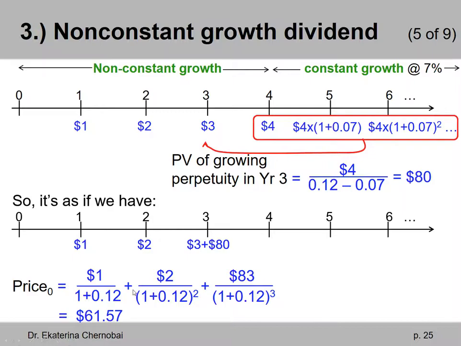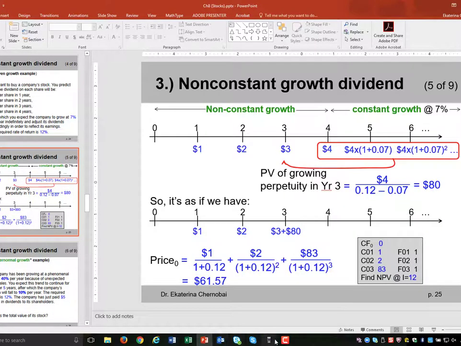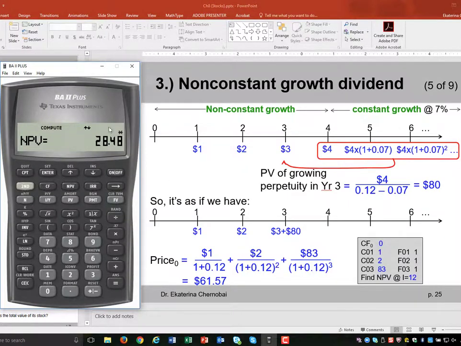But again, I want you to use the same solution as in our previous problem. In our previous problem, we also had the growing perpetuity, right? And then remember what we did in the second step. We were able to solve it using the cash flow keys. So let me show you how you would use the cash flow keys in this problem. First, let's clear the calculator.